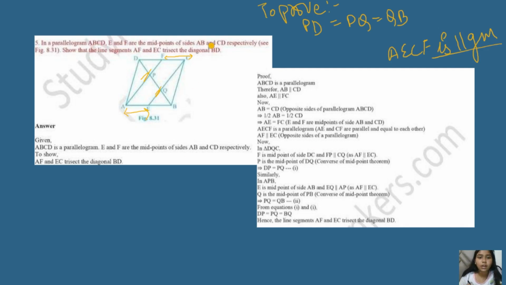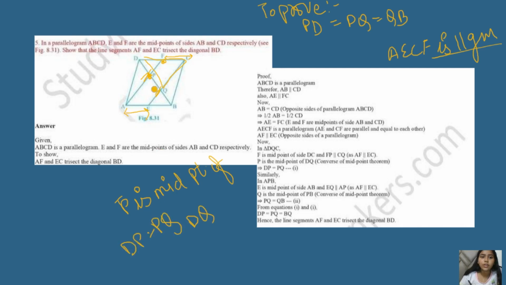So now in triangle DQC, you have to see triangle DQC. This is the triangle DQC. Am I right? In this particular triangle, F is the midpoint, and we already know that FP is parallel to CQ, as AF is parallel to EC, so FP is also parallel to CQ. By the converse of the midpoint theorem, we can say that P is the midpoint of DQ. It means DP is equal to PQ.